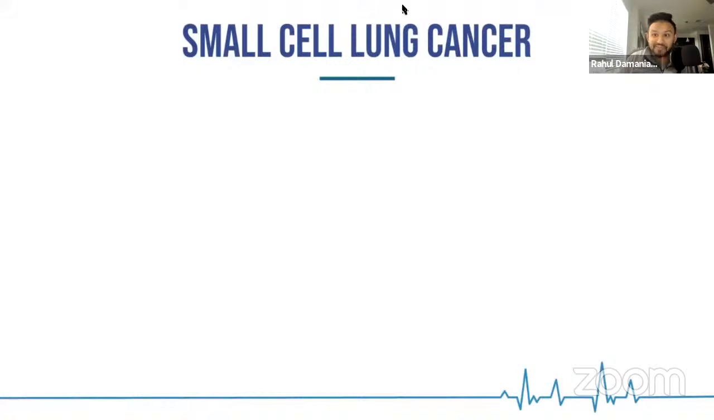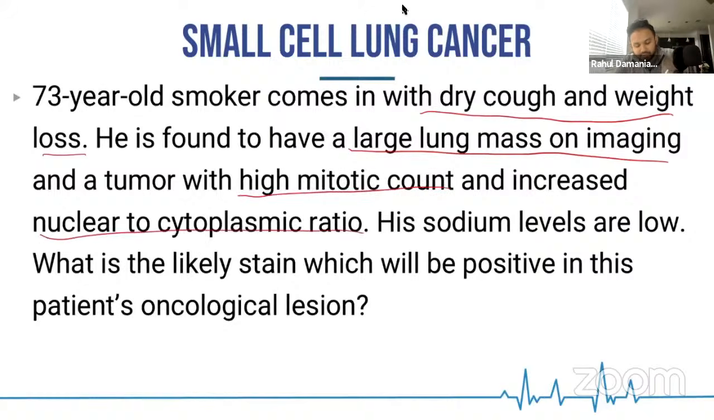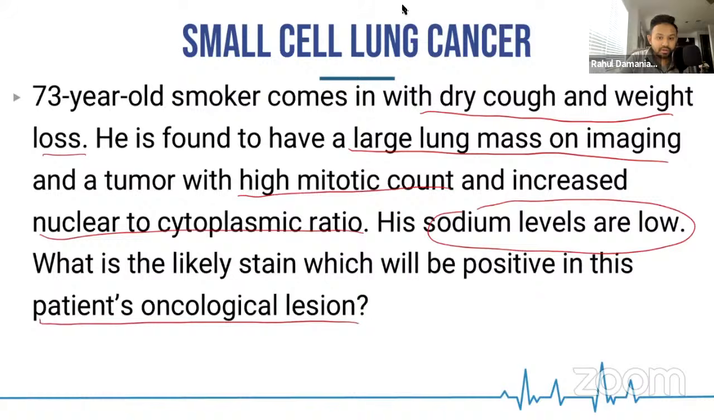So that kicks us off into cancers. The first cancer we'll talk about is small cell lung cancer. A 73-year-old smoker comes in with a dry cough and weight loss, as you can see, constitutional symptoms. He is found to have a large lung mass on imaging and a tumor with high mitotic count and increased N to C ratio. His serum sodium levels are low. What is the likely stain which will be positive in this patient's oncological lesion?